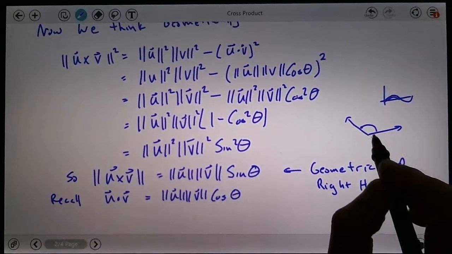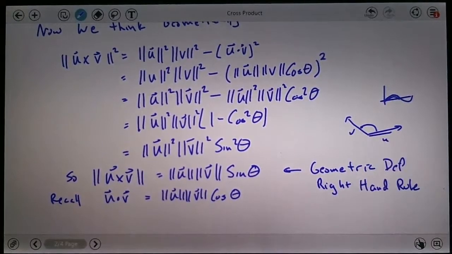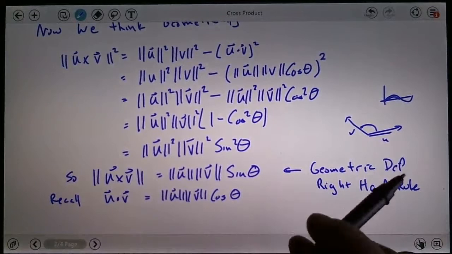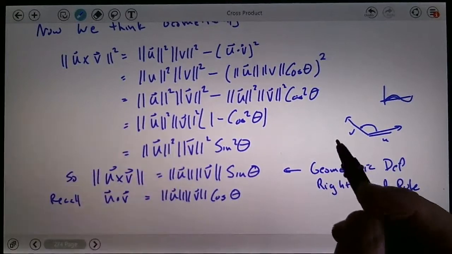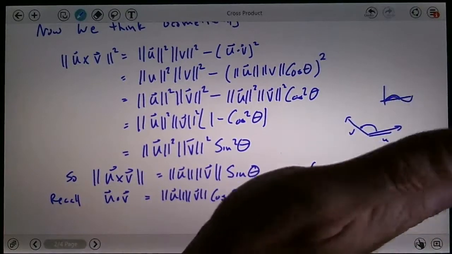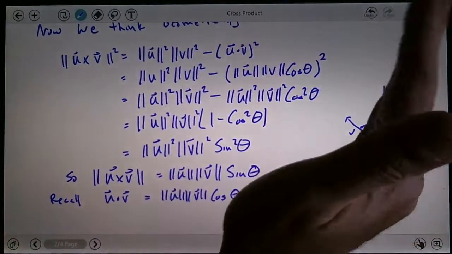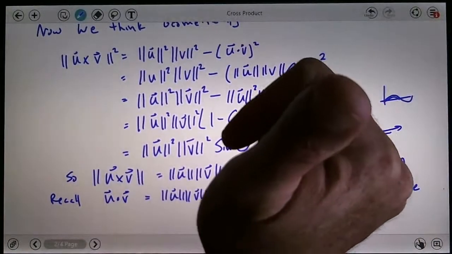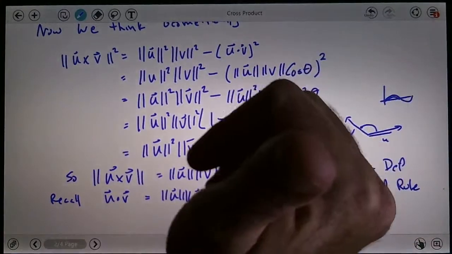So for instance, if this is u and this is v, then the right-hand rule says, take your right hand. Now I gotta be careful. I always used to be backwards because I'm holding my pencil in my right hand. So I put that down and I say, okay, I'm going to take my fingers and point them in the direction of u and curl them towards the direction of v through the smaller angle. My thumb, which is pointing right up at the camera here, is pointing in the direction of the cross product.